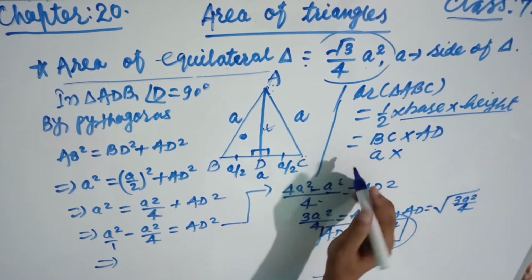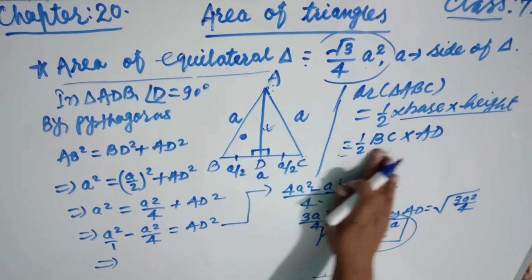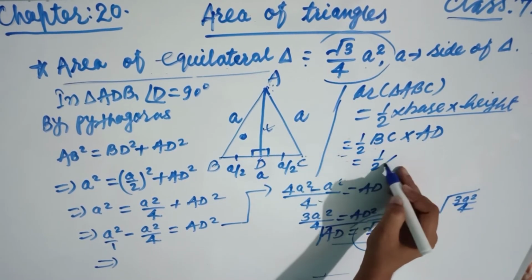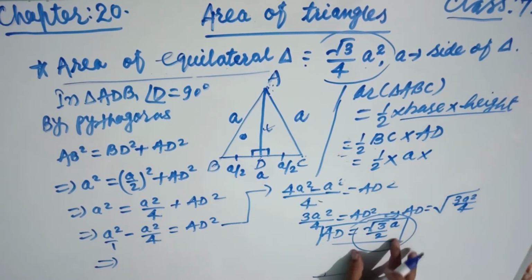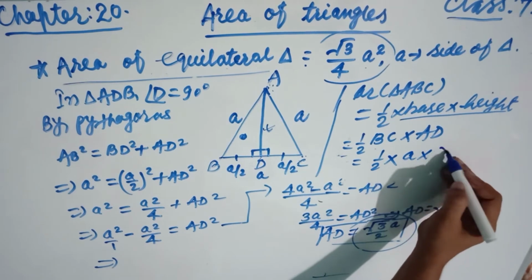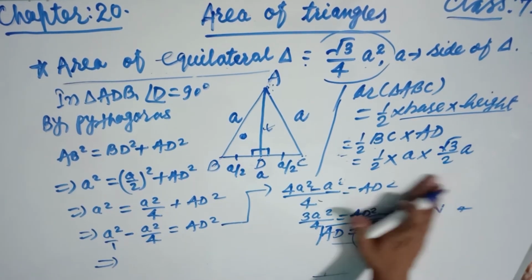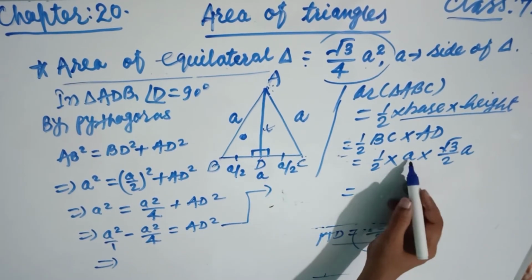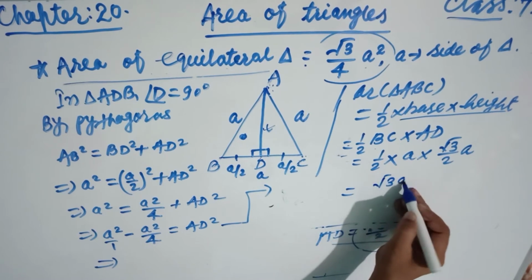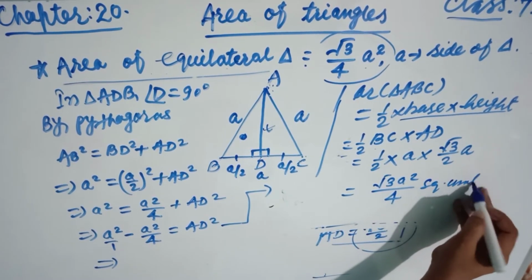So this is half as it is. So this is half multiplied by BC. BC is 8, multiplied by height. Height is root 3 by 2 into A. Now see, friends, here 2 times 2 is 4. So root 3 A square by 4. This is a square unit.